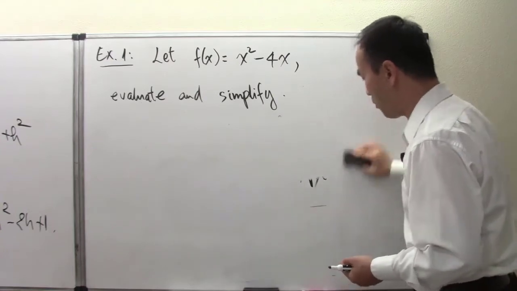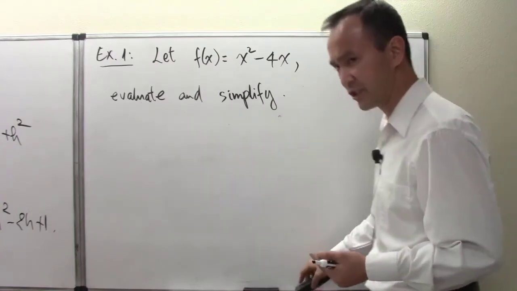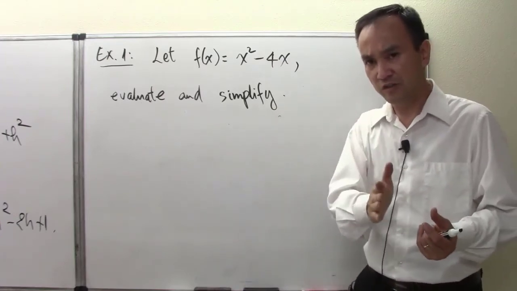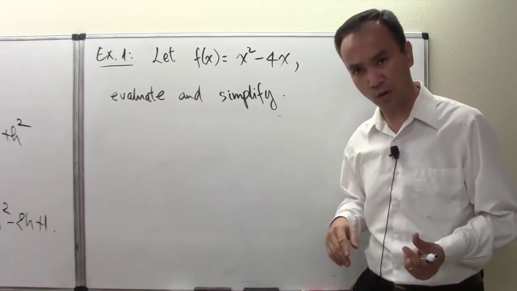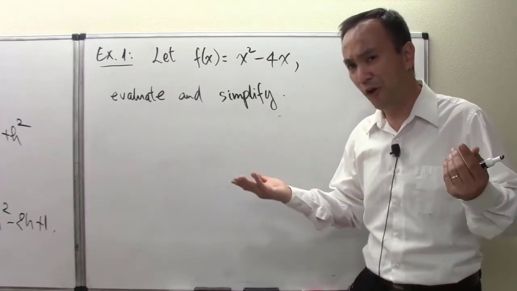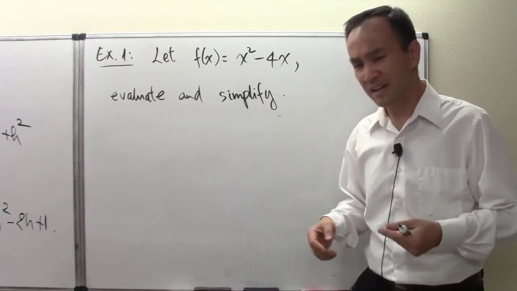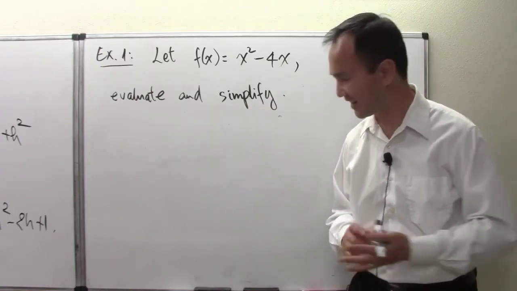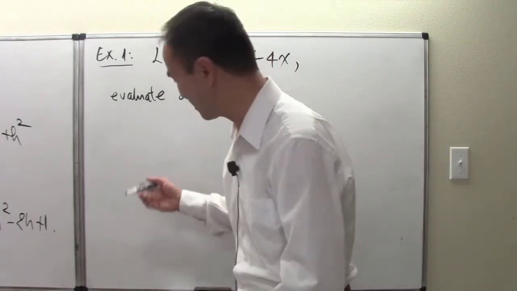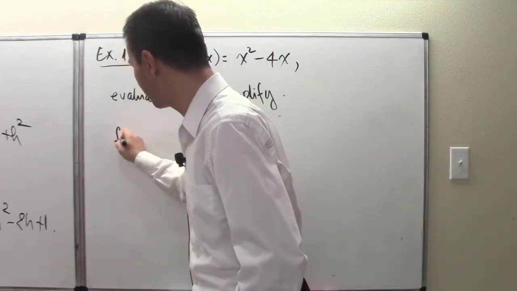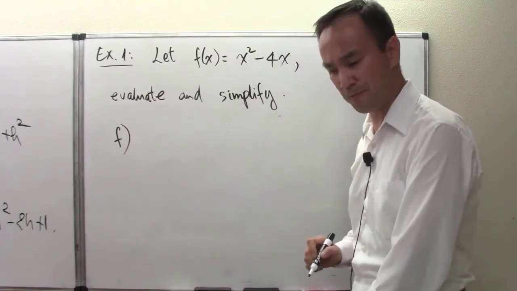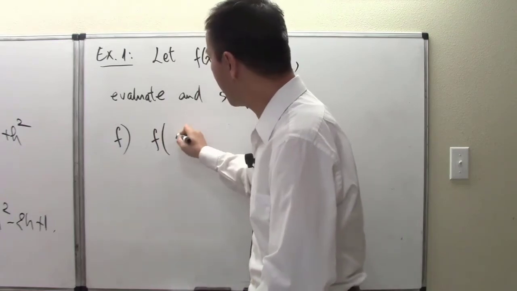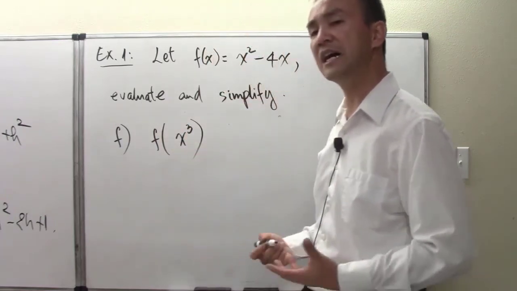At this point, you can sense that it is extremely vital that you have mastered the skills you built in your prerequisite courses, including foiling, understanding what a square is, and how square will cancel out with square root. There are a couple more skills that need to be reminded here. So how about part F of this current example? What about f of x cubed?